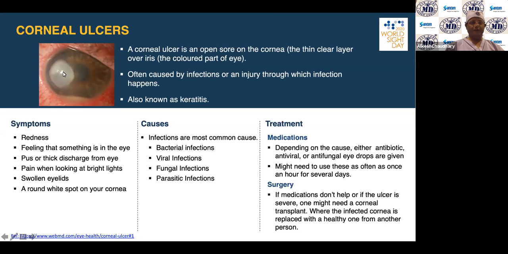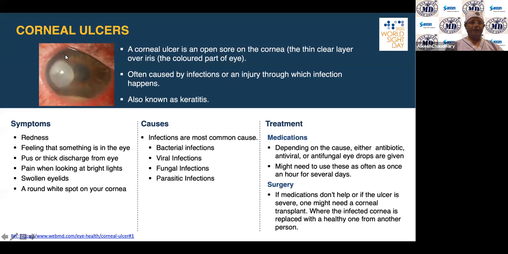So sometimes because of an injury or long-standing infection, you see there is an opacification of the cornea. So the cornea gets an ulcer. There is a wound in the cornea which may lead to opacity and loss of vision later on. If it is a permanent opacity which blocks the pupillary area, then we may need a cornea transplant.